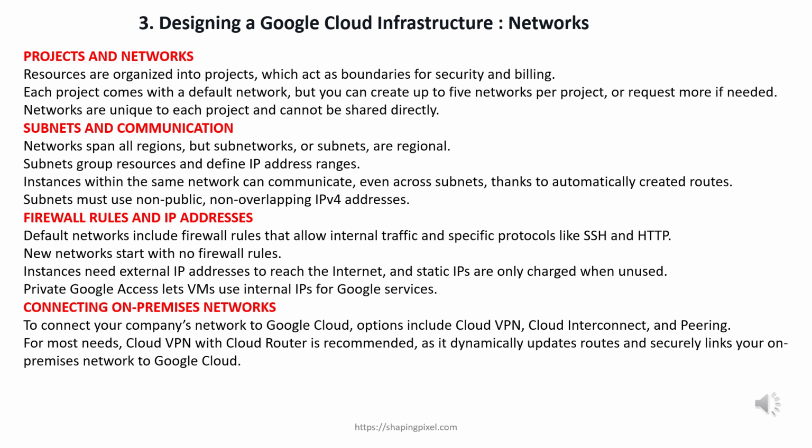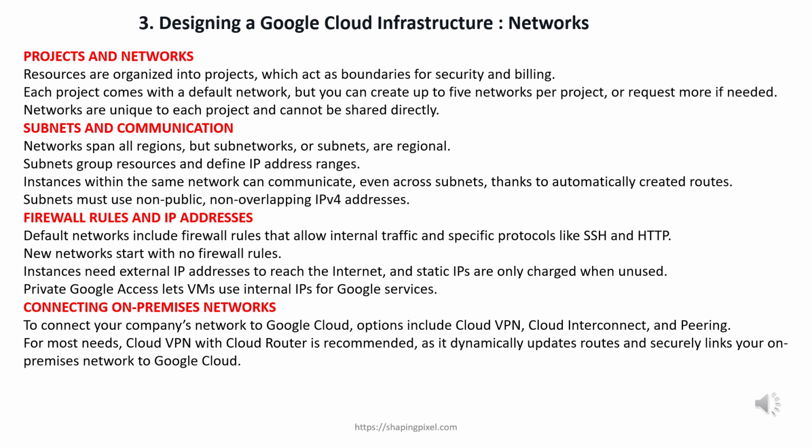Default networks include firewall rules that allow internal traffic and specific protocols like SSH and HTTP. New networks start with no firewall rules. Instances need external IP addresses to reach the internet, and static IPs are only charged when unused. Private Google Access lets VMs use internal IPs for Google services.